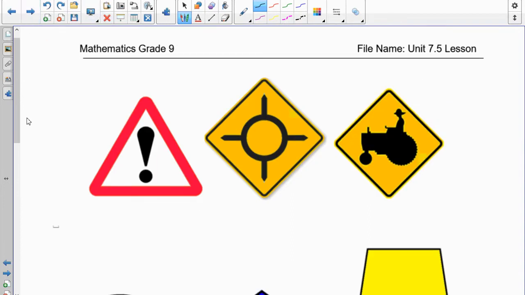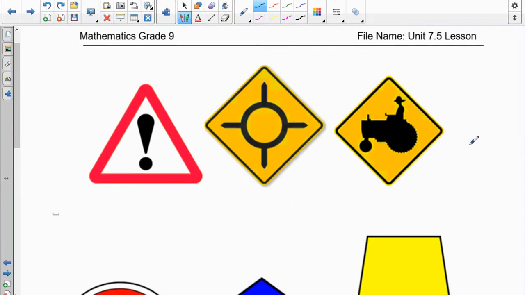All right. I want you to do these 3 right here. So pause the recording and try to put in the lines of symmetry for these 3.